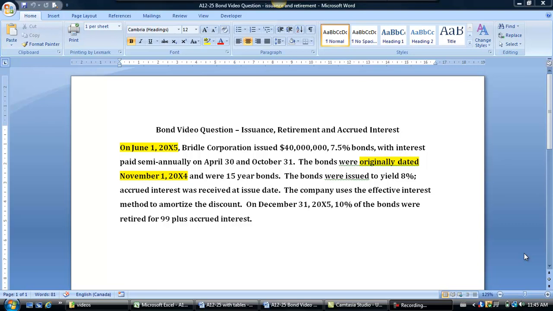What we're going to do today is talk about issuing bonds where the issue date and the bond date are different, retiring bonds, and also issuing those bonds with accrued interest attached. So let's take a look at the problem that's before us.